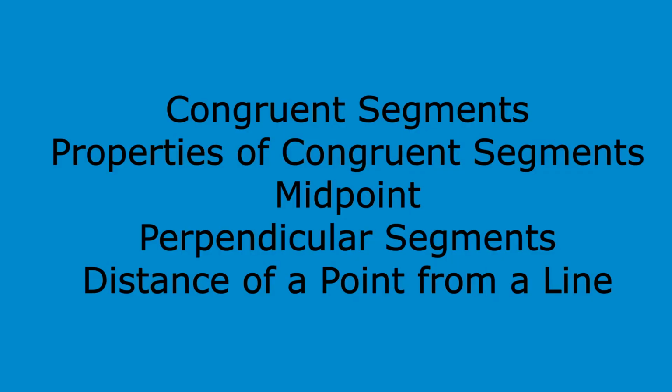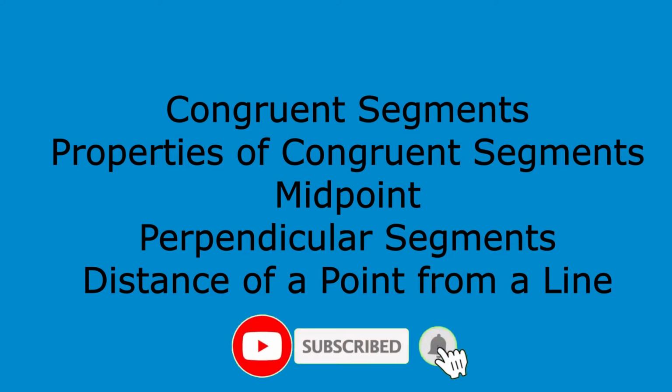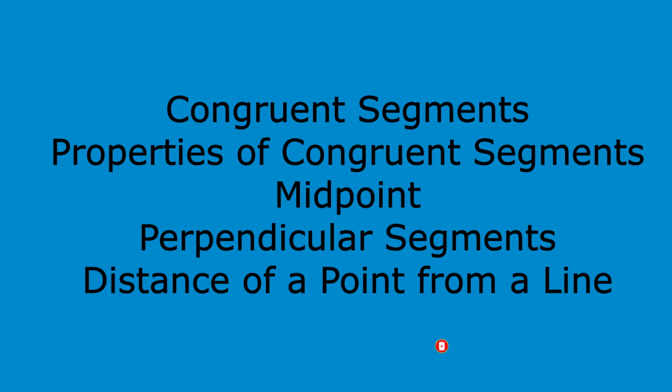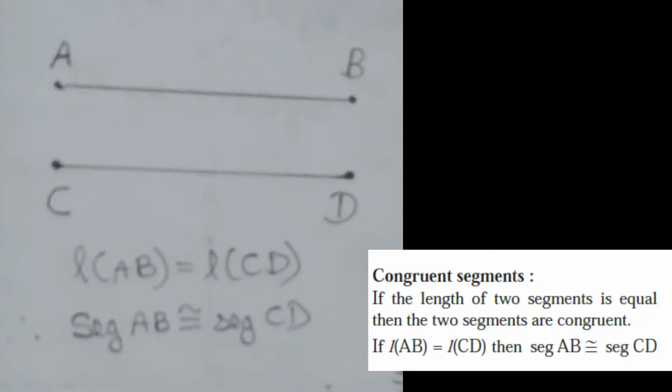In this part, we will see about congruent segments, properties of congruent segments, midpoint, perpendicular segments and so on. So let's start. Congruent segments. If the length of two segments is equal, then the two segments are congruent. If length of segment AB equals length of segment CD, then segment AB is congruent to segment CD.